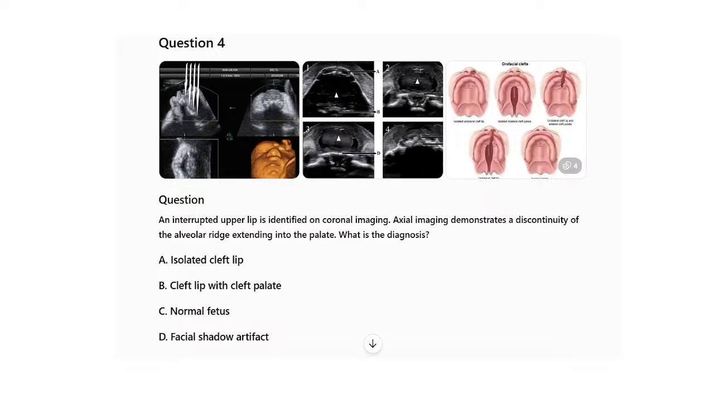Question number 4. An interrupted upper lip is identified on coronal view imaging. Axial imaging demonstrates a discontinuity of the alveolar ridge extending into the palate. What is the diagnosis?